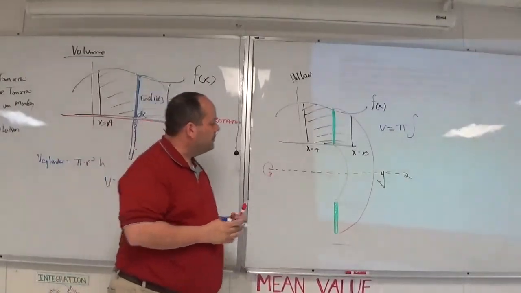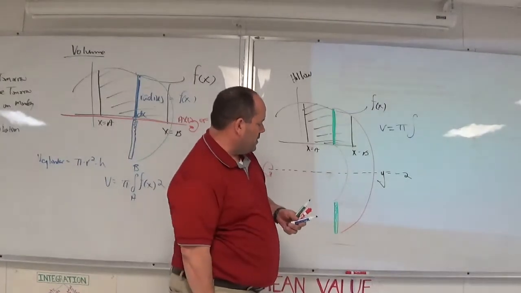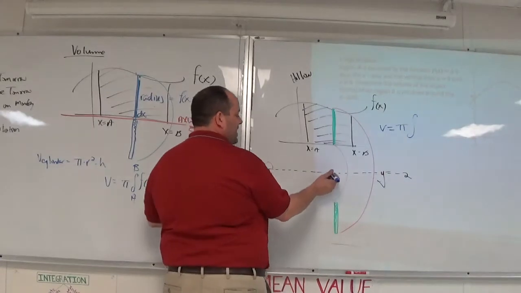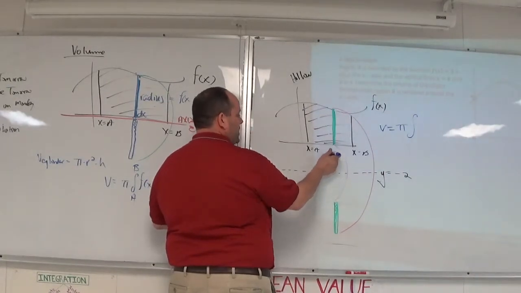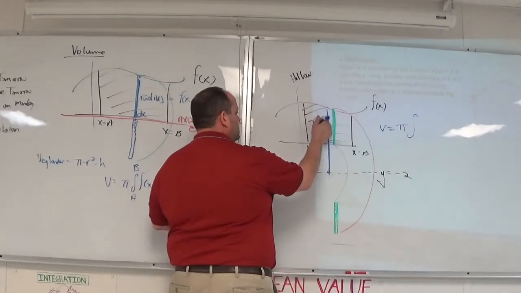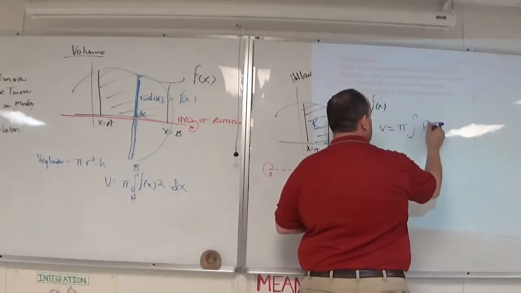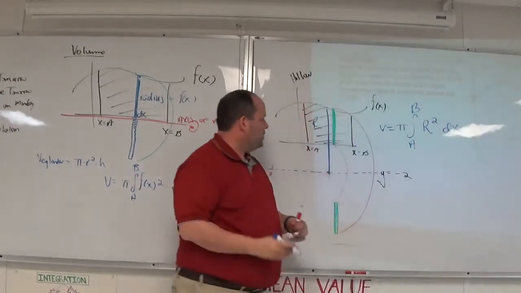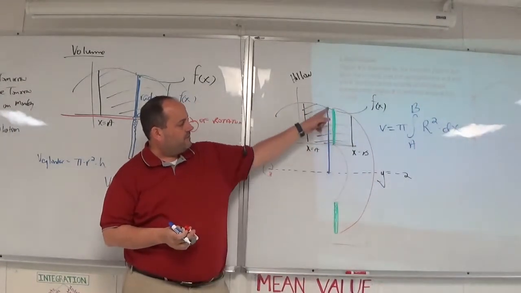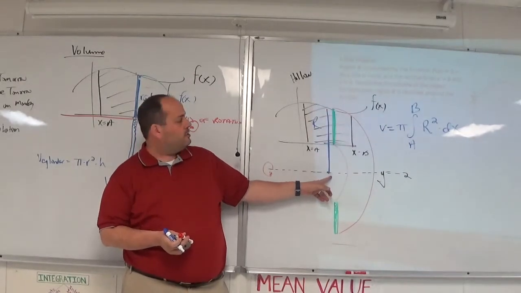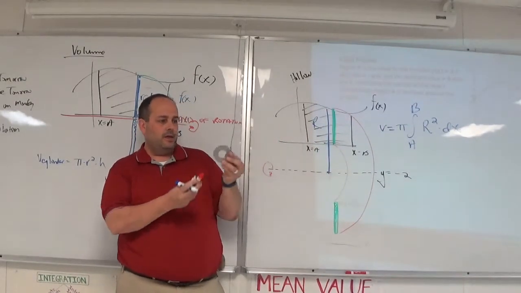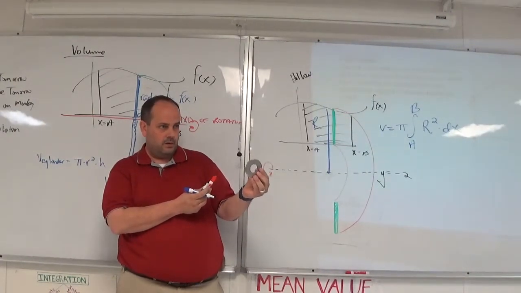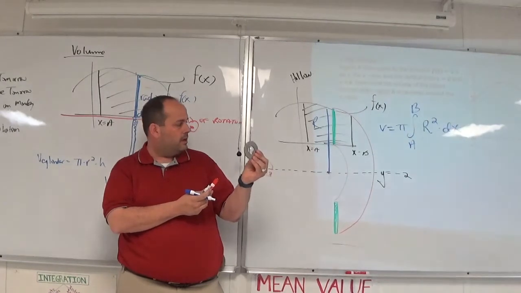Okay, think about your washer. The big radius starts on your axis of rotation and goes all the way up here. So that's big R. So my volume is going to be pi times big R squared dx from a place to a place. The problem, though, is if I call this my big radius, you're treating this washer as though it's solid, as though there's no hole. Are we okay with this idea? Okay, so how do we fix it?